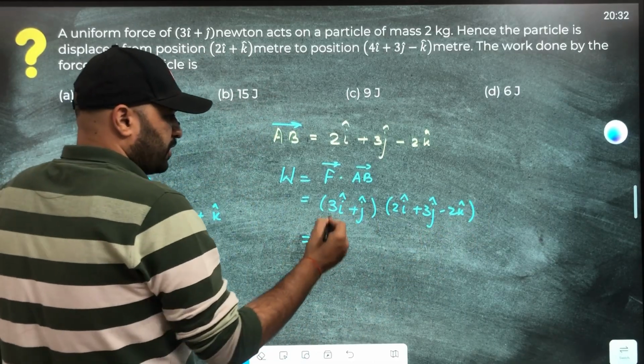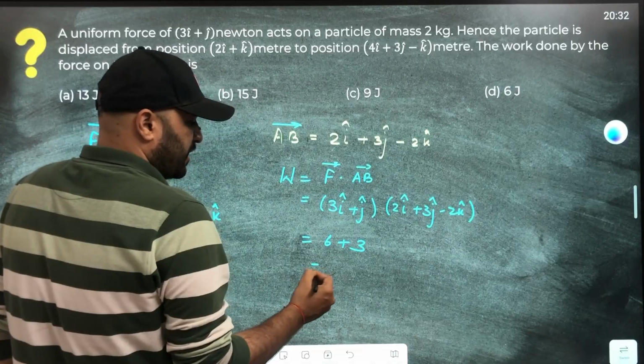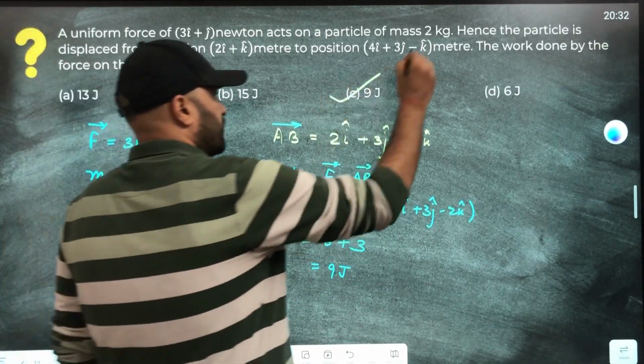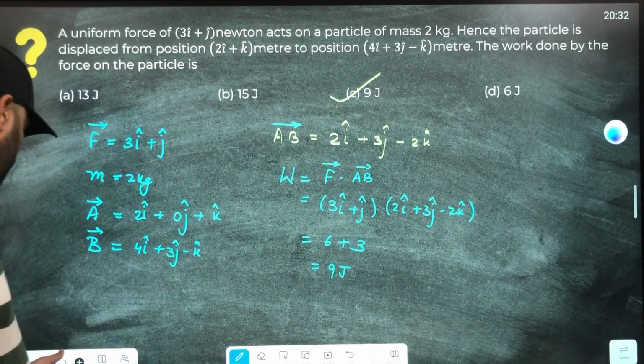Let's multiply both. So, 3 twos are 6, and j multiplied with j, it will be 3. It will be 9 joules of work done in this case. Option C is correct here. Clear? Because there is no k, it will be 0. I hope you are getting it. Let's move to the next question.